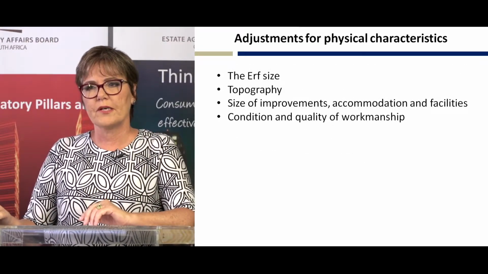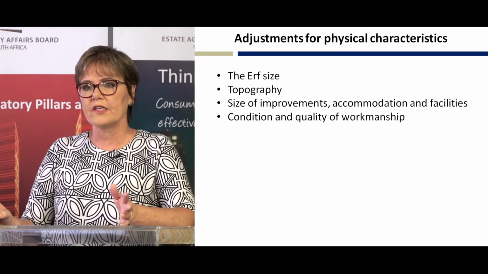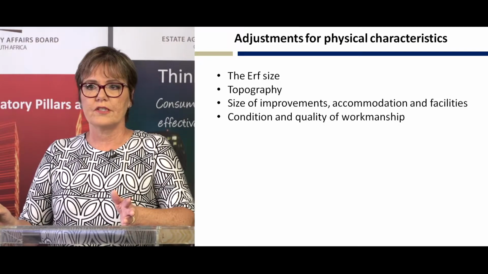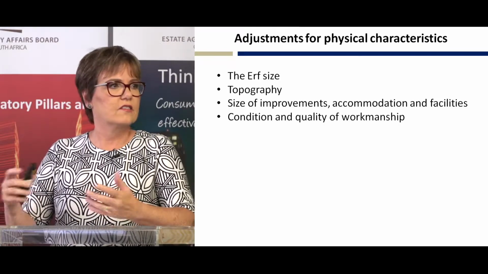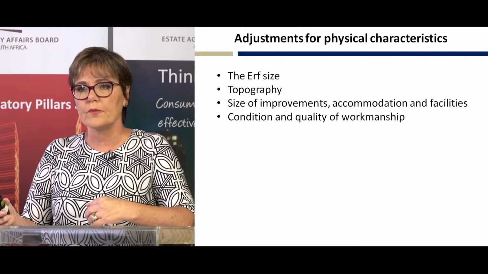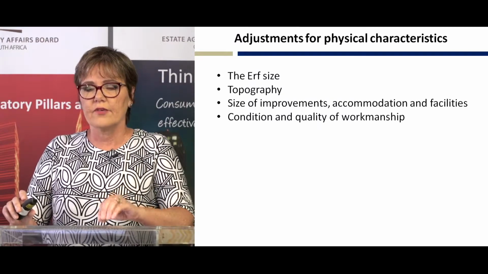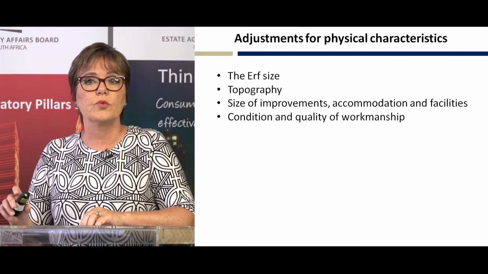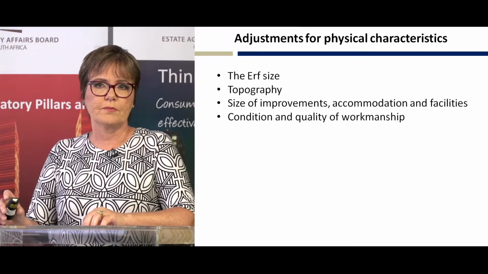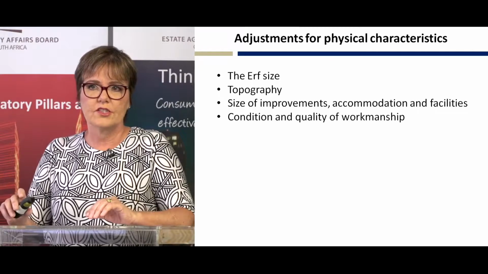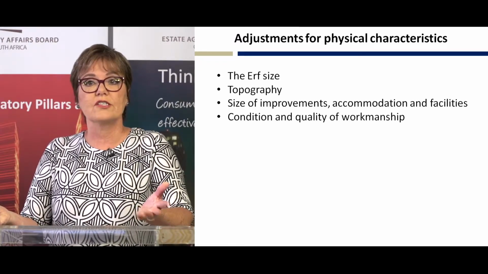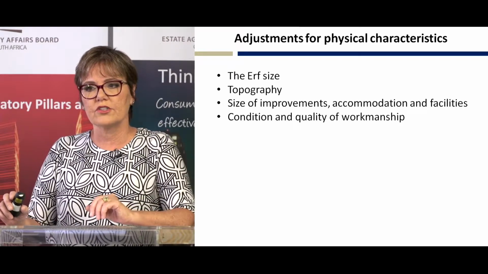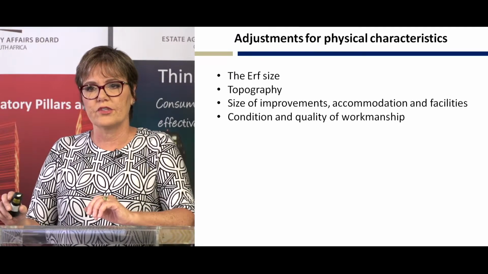Okay, we've spoken about physical characteristics, people. There we can have a look at earth size, topography, the size of the improvements, accommodation and facilities. Does it have a double garage? Does it have a swimming pool? Again, going back and making sure who is your most likely buyer and are they willing to pay for a swimming pool? Would they pay a certain amount, or would it be for them just a nice to have? So different markets will then determine different demands.